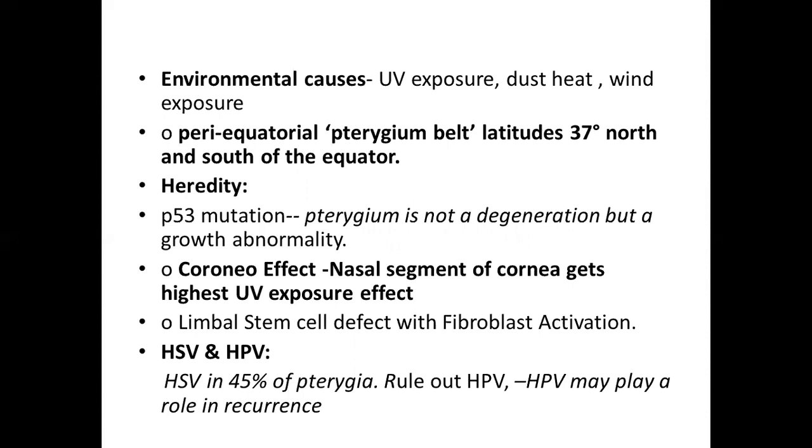And like I said, the ultraviolet, the dust, the wind, and all of that. And there's what is called the Terrigen Belt, which usually is around latitude 37 degrees north and south of the equator. It can be hereditary too. People with P53 mutations are predisposed to pterygium.